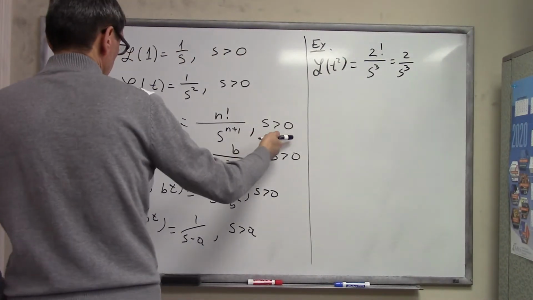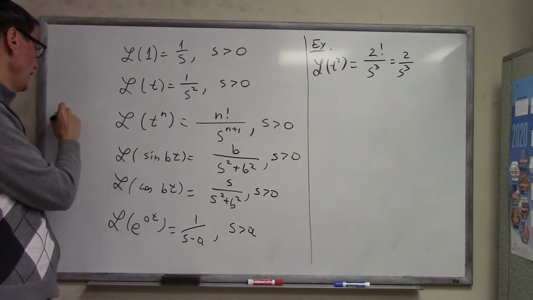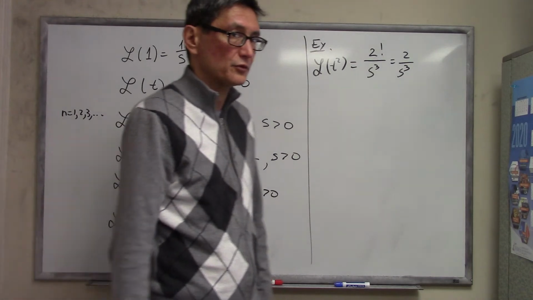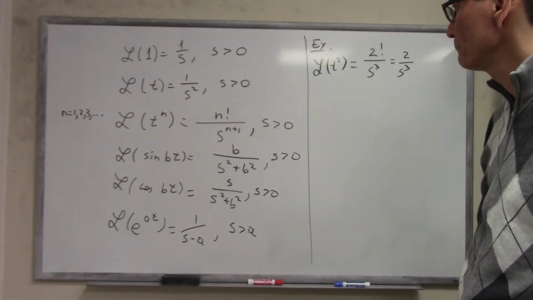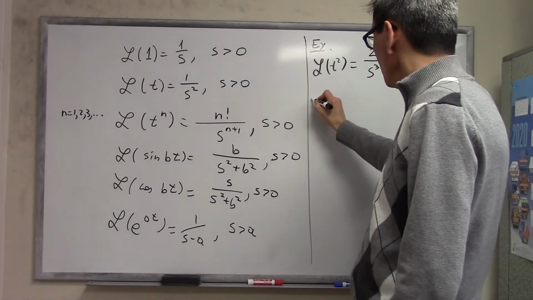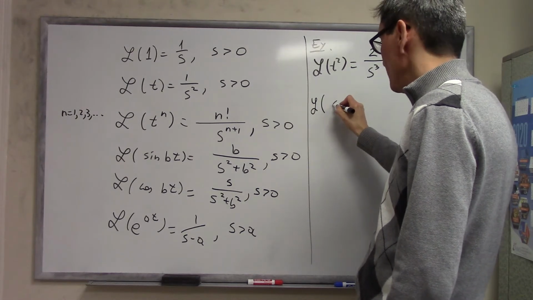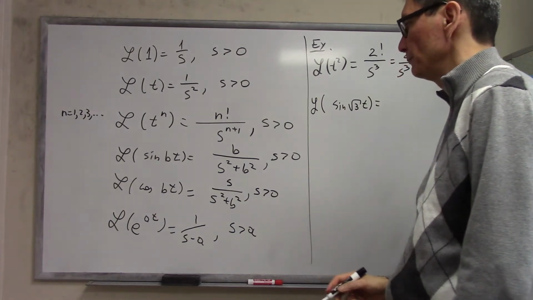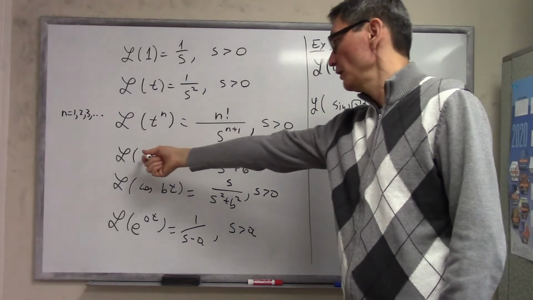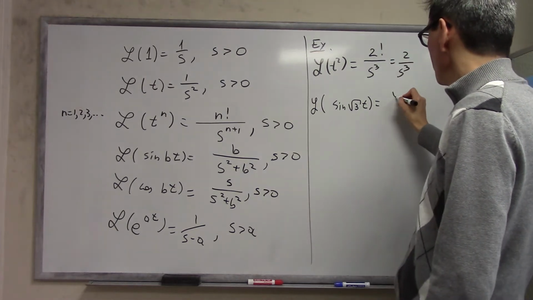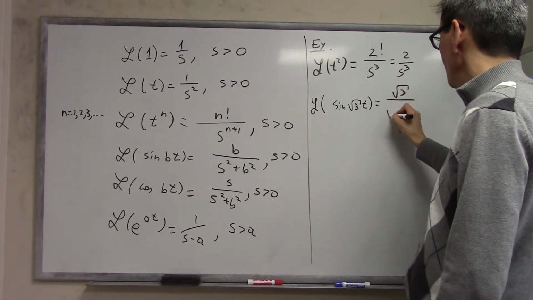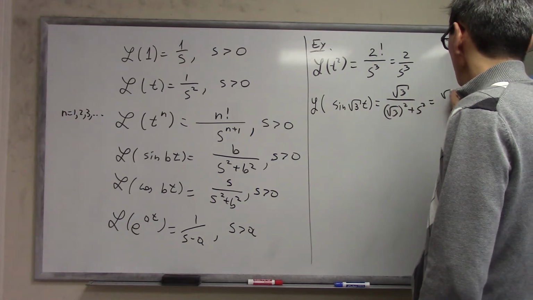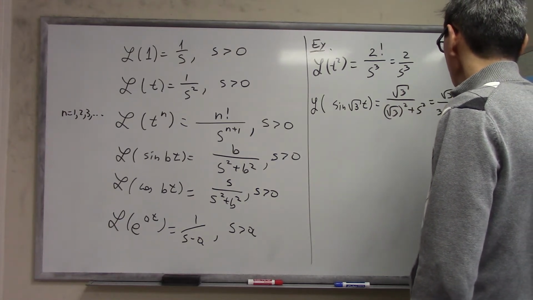So here, when we have that Laplace transform of t to the n, we're assuming that n is a whole positive number, n equals 1, 2, 3, and so on, so n is supposed to be a natural number. Laplace transform, say, of sine of root of 3 times t is going to be equal to. In our case, we're applying this formula, b equals root of 3, over root of 3 squared plus s squared, so we have root of 3 over 3 plus s squared.